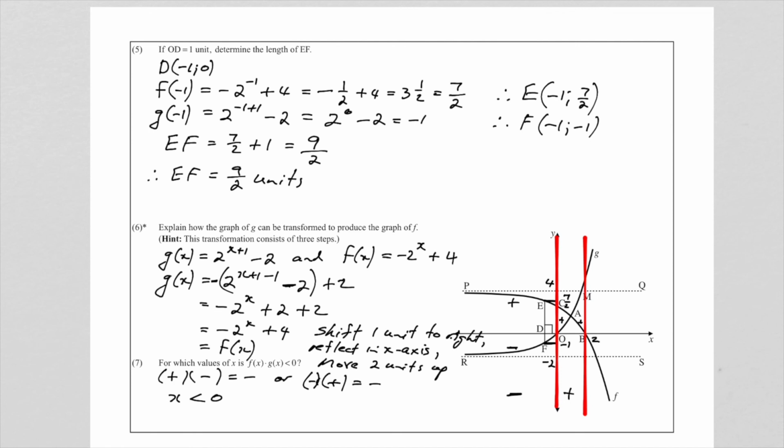So let's look at 2 to infinity. As you can see, G is positive and F is negative, so the product is negative. So that is another solution. So we can say x is less than 0 or x is greater than 2. Not equal, because there is no equal in the question given. So the answer is only x is less than 0 or x is greater than 2. Thank you.